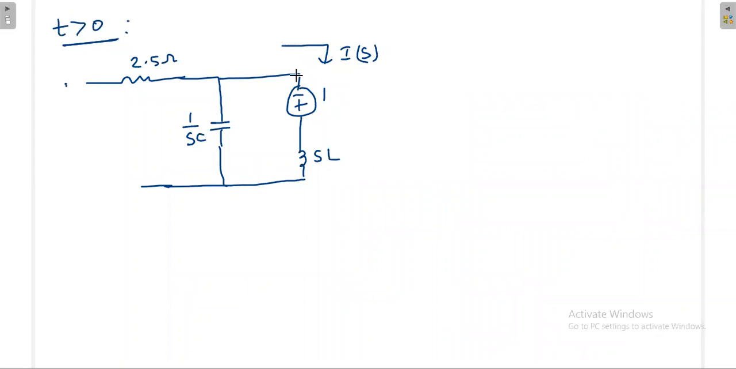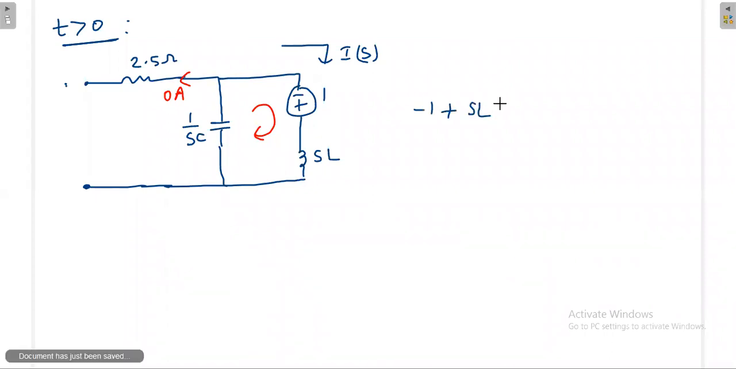Because this is open, what is the current here? Current flowing here is 0 ampere, because this side is open. Then how to find IS? You apply KVL in this loop. Whatever current is coming this way, the same current has to come this way. And because here it is 0 ampere, then here also it will be 0 ampere only, plus IS.